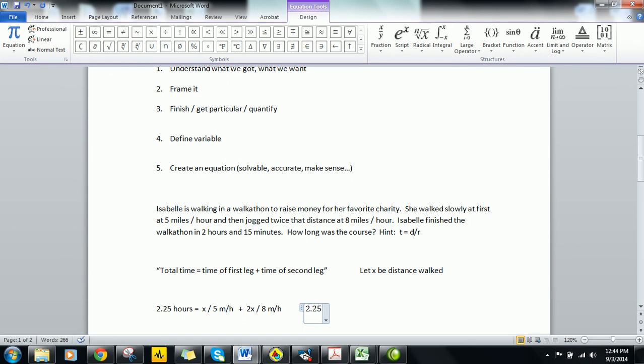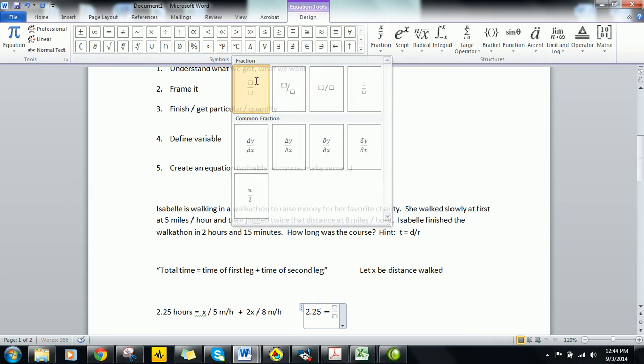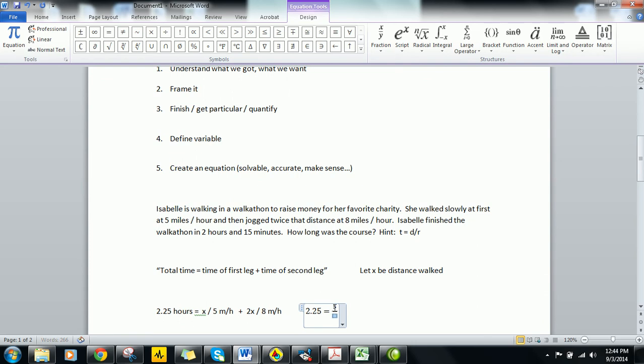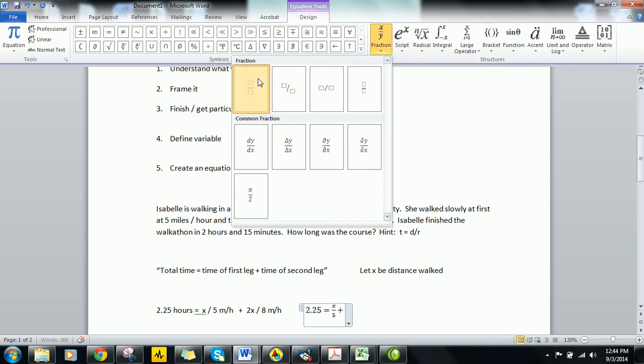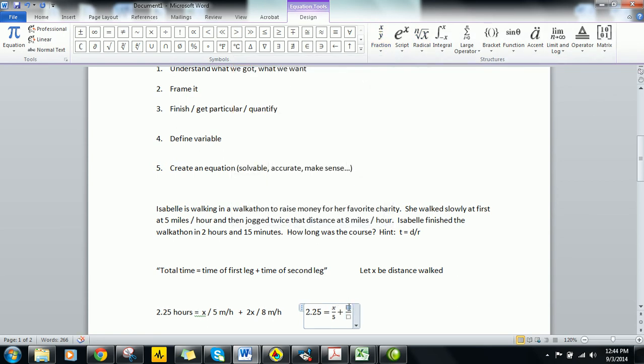2.25, that's the total time it took for Isabel, is equal to the time of the first leg, which is x over 5, distance over the walking rate, 5 miles per hour, plus the time it took for the jogging leg, the running leg. And that's going to be distance over rate again. But in this case, since Isabel ran twice the distance she walked, the distance for the running leg, the second leg, is going to be 2x, and the rate for that leg is going to be 8.